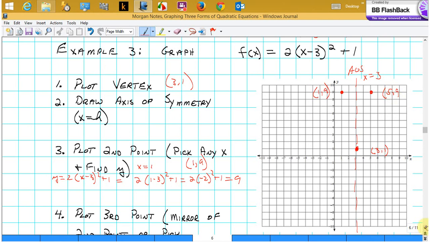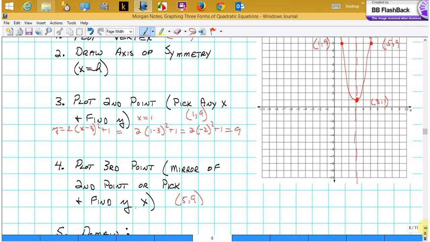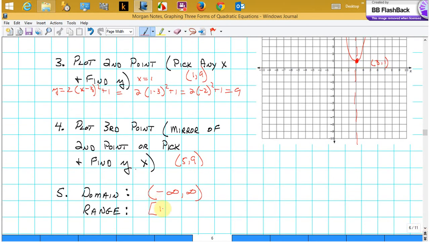All right, so let's go ahead and write over here. So I can draw my parabola. The domain is all reals, and the range is going to be all the numbers greater than or equal to 1, which is the k value. Okay?